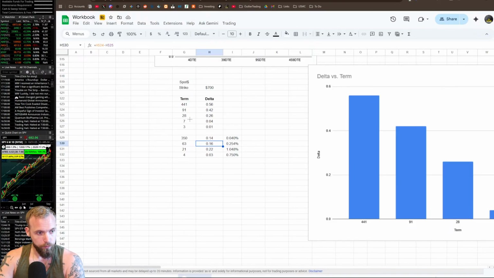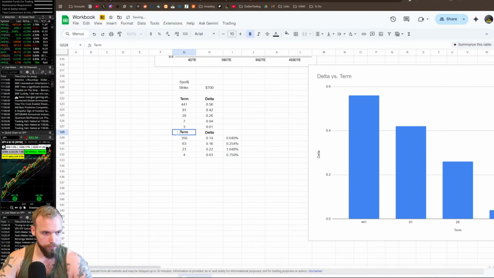Let's go now between 28 and 7. That gives us 21 days duration. Take a look at the difference. 0.22 change in your delta. That's almost double what 350 days change was. What does that tell you? It's getting more sensitive as we get closer in time. Then all of a sudden, something super interesting happens. Going from 7 to 3, it goes down. Who can tell me why it went down? Does anybody know?